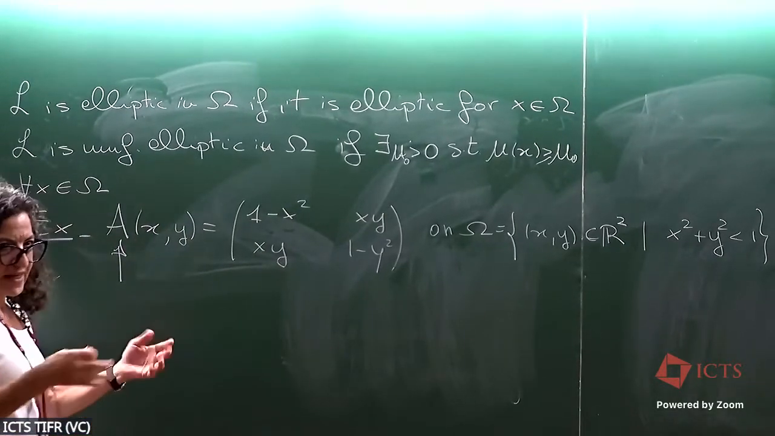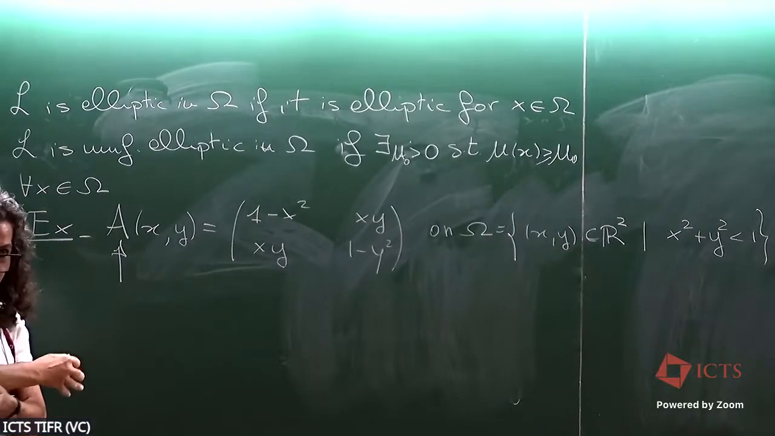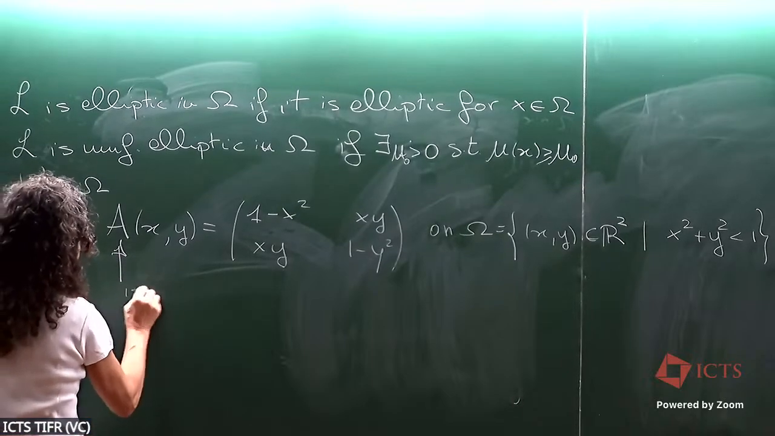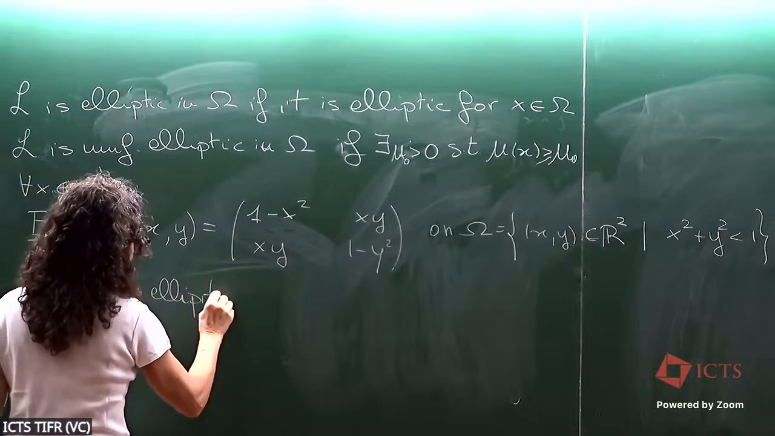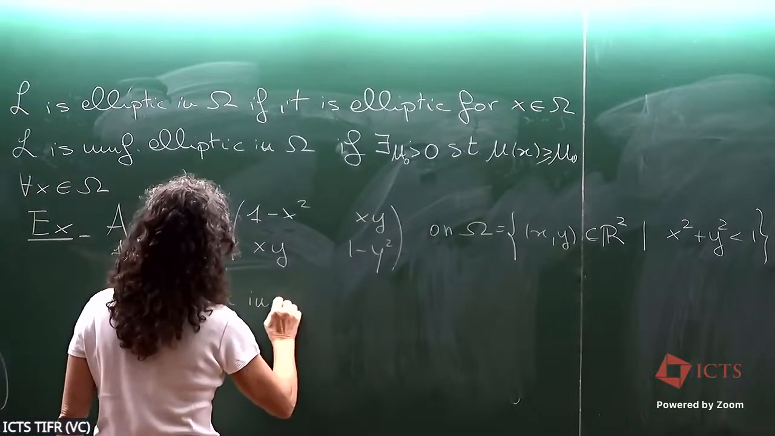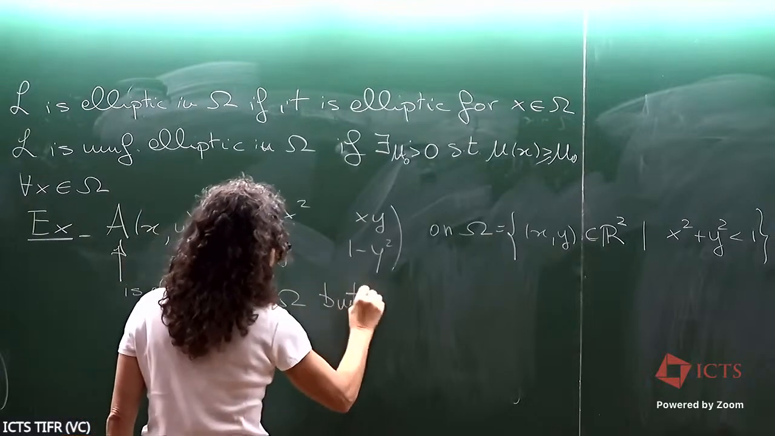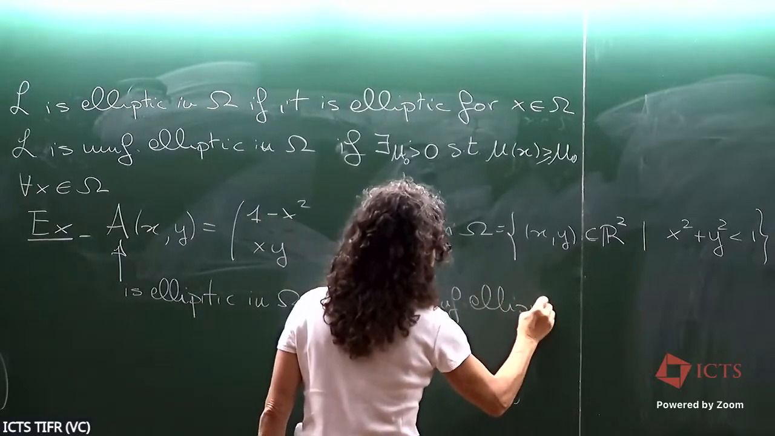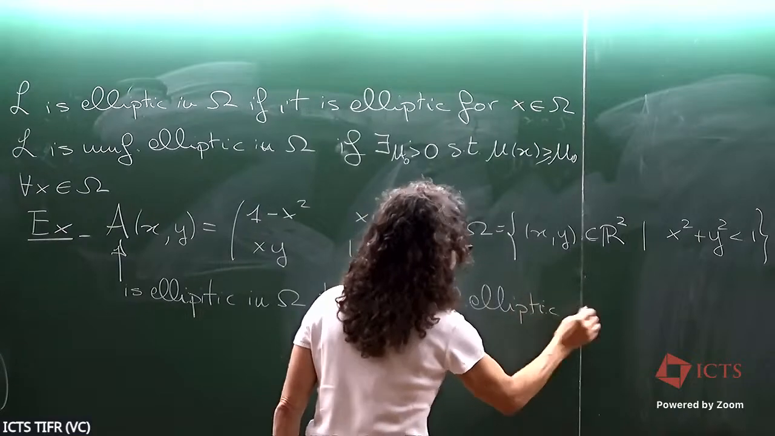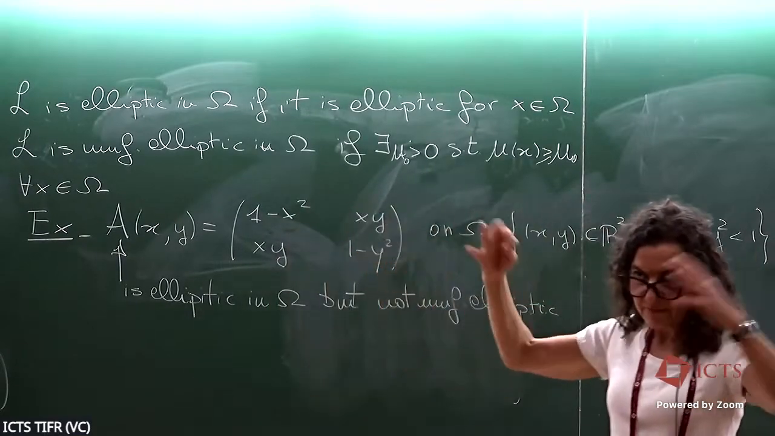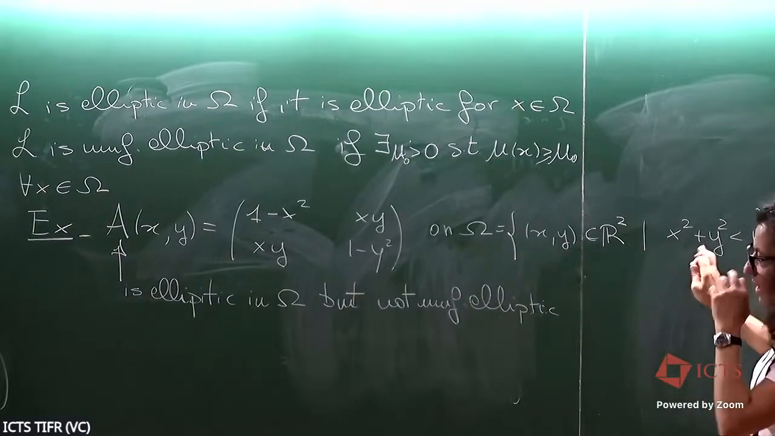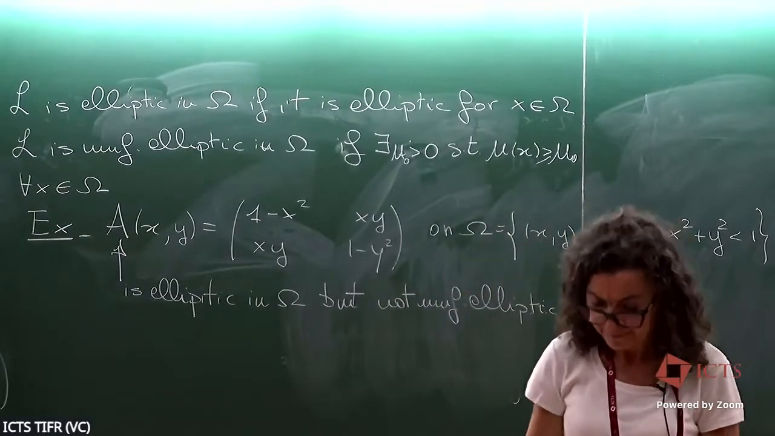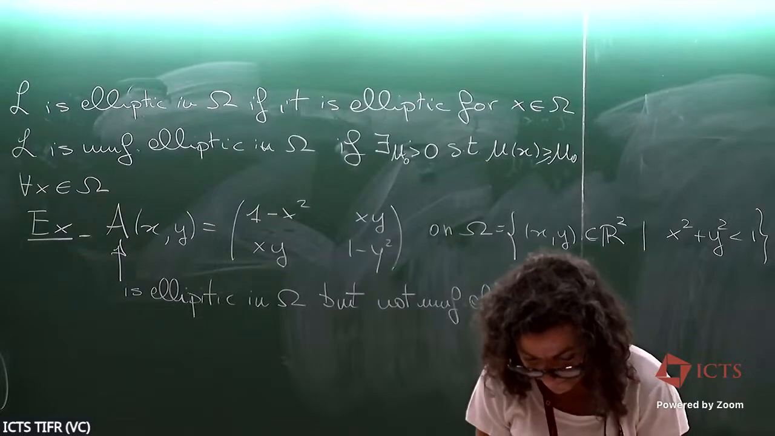So here it's clear that on the disk, let me say A is elliptic, but this means that the operator corresponding to this matrix is elliptic in omega, but not uniformly elliptic. It's very easy to see that you can find points approaching the boundary where this mu_0 cannot exist because it goes to 0.